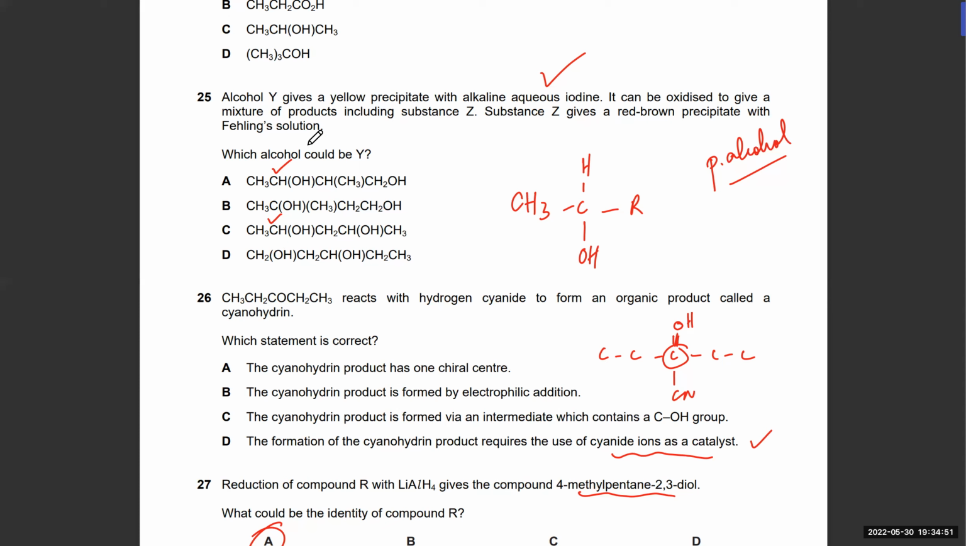It's going to be A since it has a primary alcohol, because it's supposed to form an aldehyde. It can be oxidized to give a mixture of products. A mixture of products is formed by a primary alcohol, because a primary alcohol turns into an aldehyde. But also, why are we not looking for an aldehyde instead? And why are we looking for a primary alcohol?